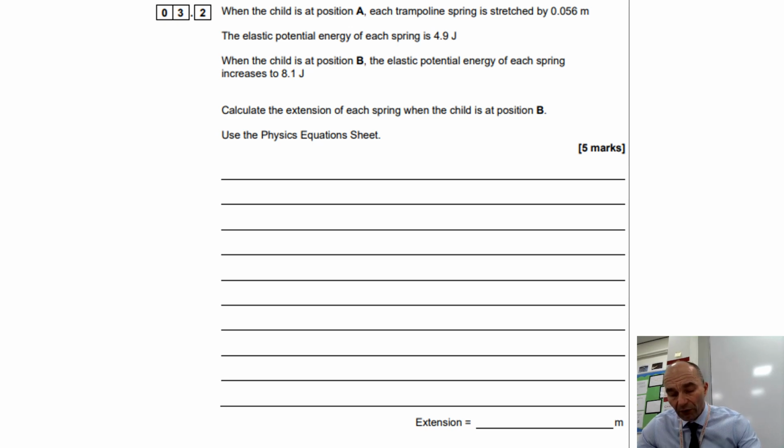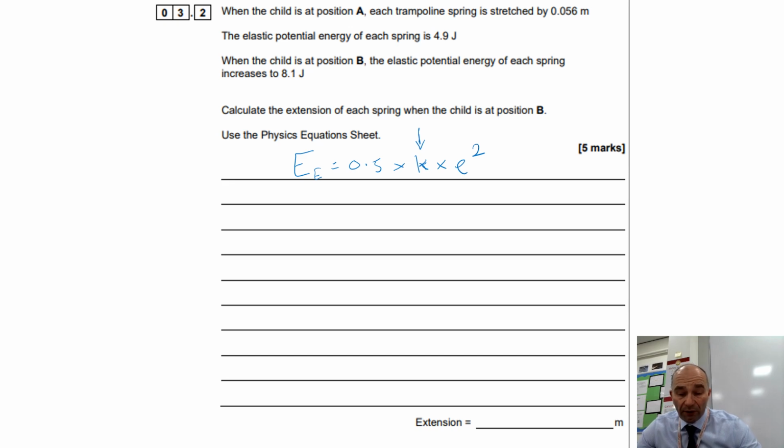Now it's telling you to use the physics equation sheet, and that's good advice because what you need to look for is a formula for calculating elastic energy. Now elastic energy is half multiplied by the spring constant, which is K, multiplied by the extension squared. So the first thing we need to try and calculate here is we need to know what K is.